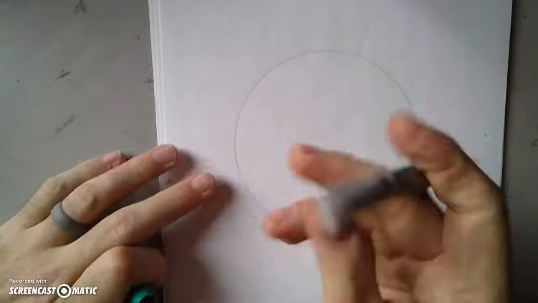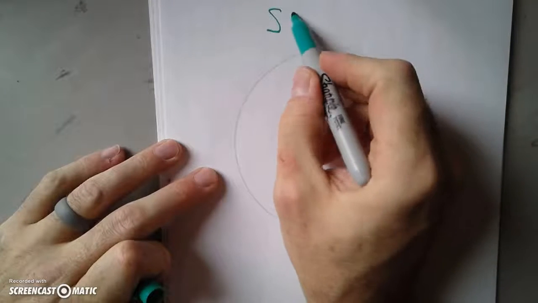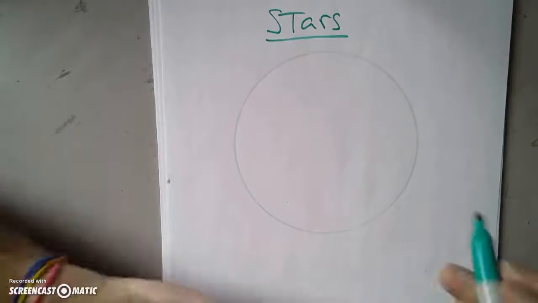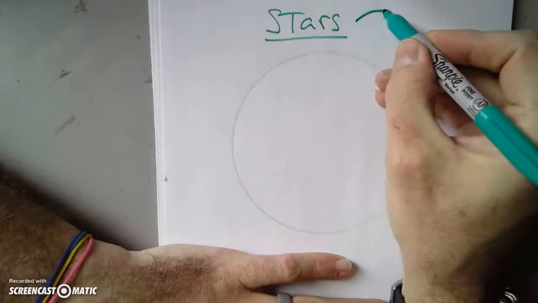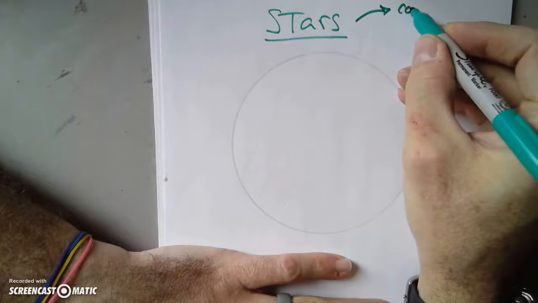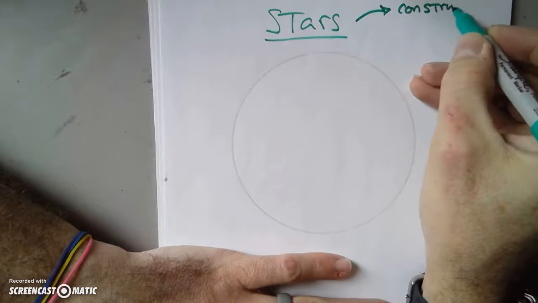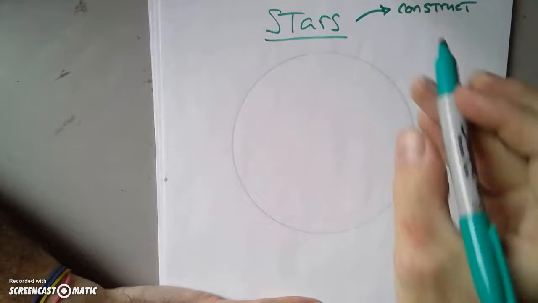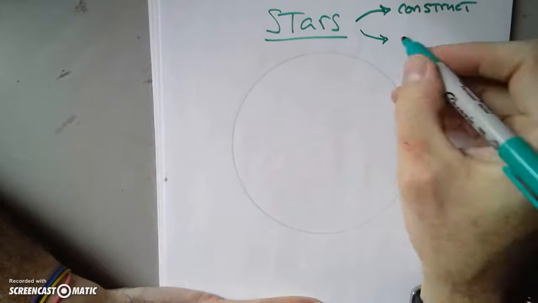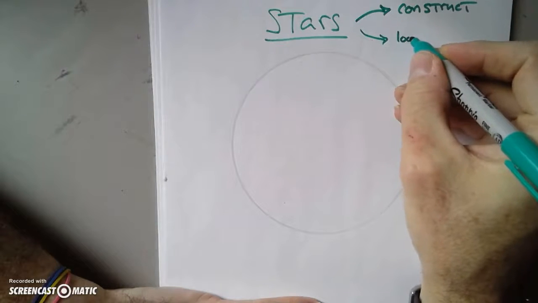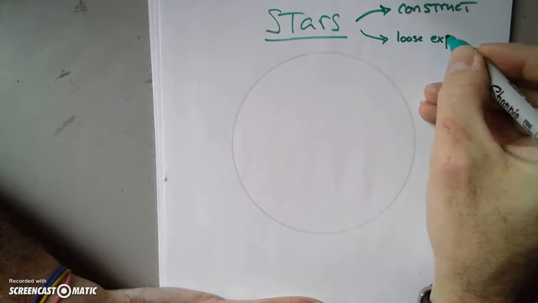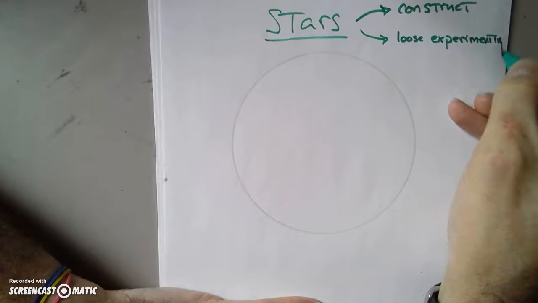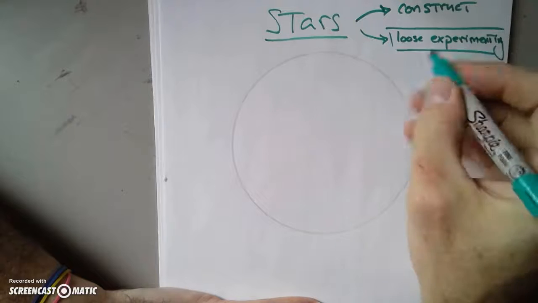I'll talk a little bit about stars, and there are two ways we're going to explore these. One is to construct the points around a circle with a compass and straight edge, being quite careful, and the other is some loose experimenting, and that's what I'm going to do now.